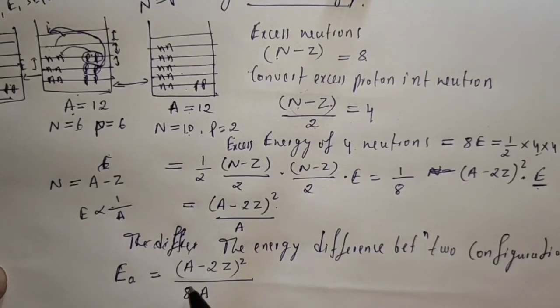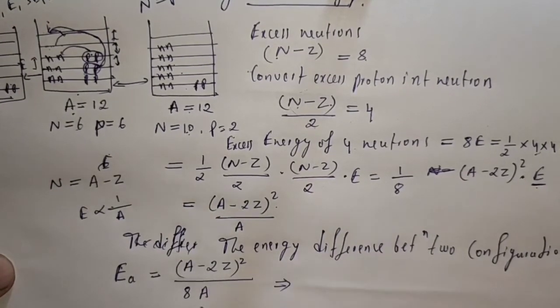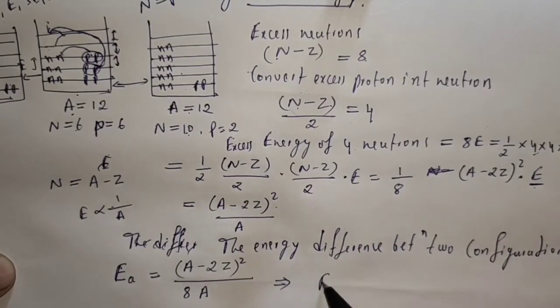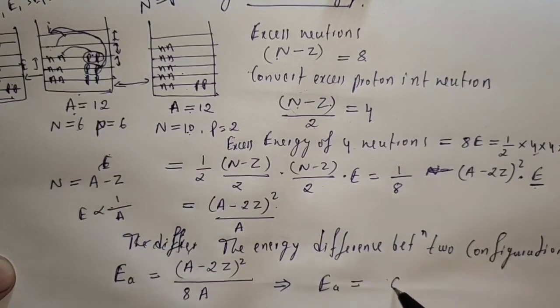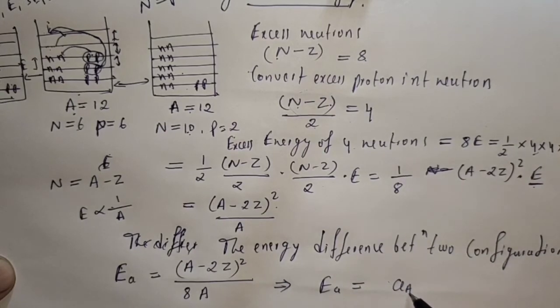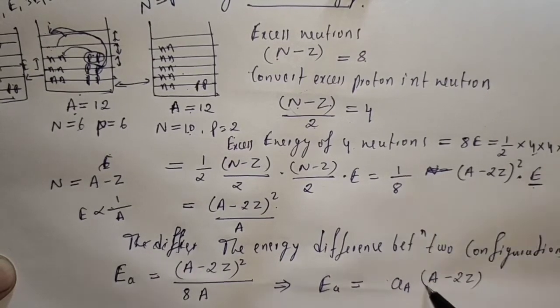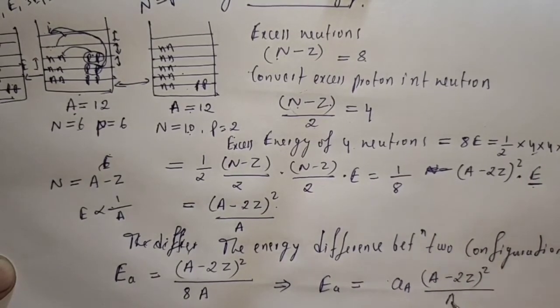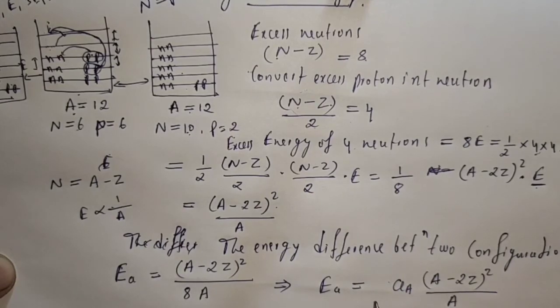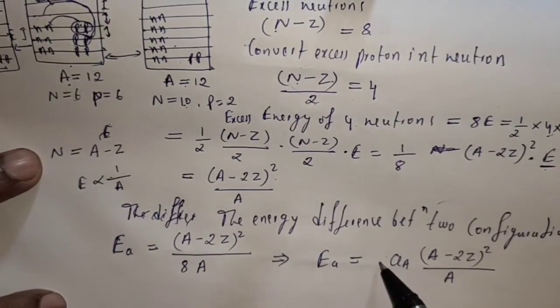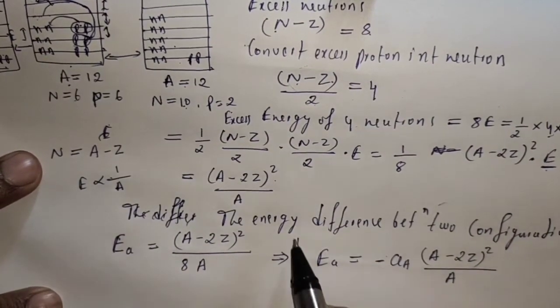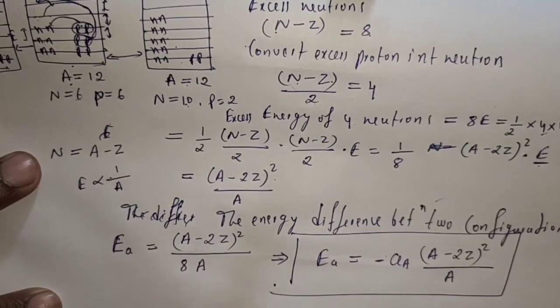Here 1 by 8 is the constant, and we are going to represent it by small a subscript capital A. That is, we can write the energy correction as a subscript capital A, A minus 2Z whole square divided by A, and asymmetric energy is going to decrease the total binding energy, so we are going to denote here a negative sign. This is the asymmetric energy correction.